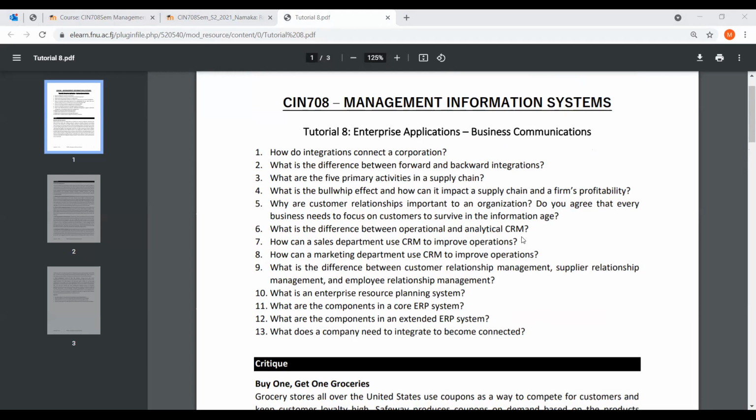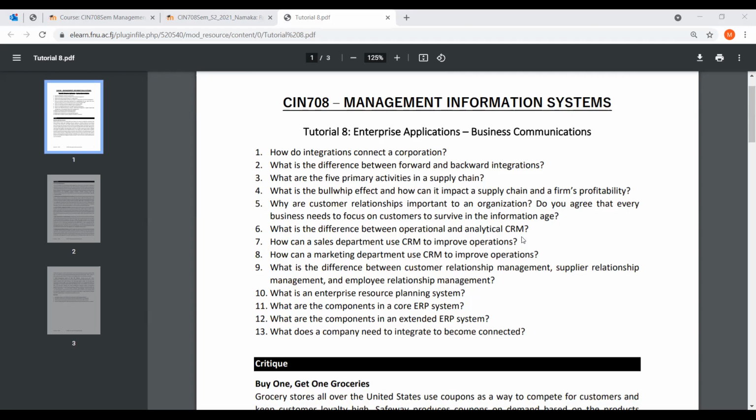First question was, how do integrations connect a corporation? Question number 2, what is the difference between forward and backward integrations? Question number 3, what are the 5 primary activities in a supply chain? Question number 4, what is the bullwhip effect and how can it impact a supply chain and a firm's profitability? Question number 5, why are customer relationships important to an organization? Do you agree that every business needs to focus on customers to survive in the information age? Yes or no, you need to state in your answer.